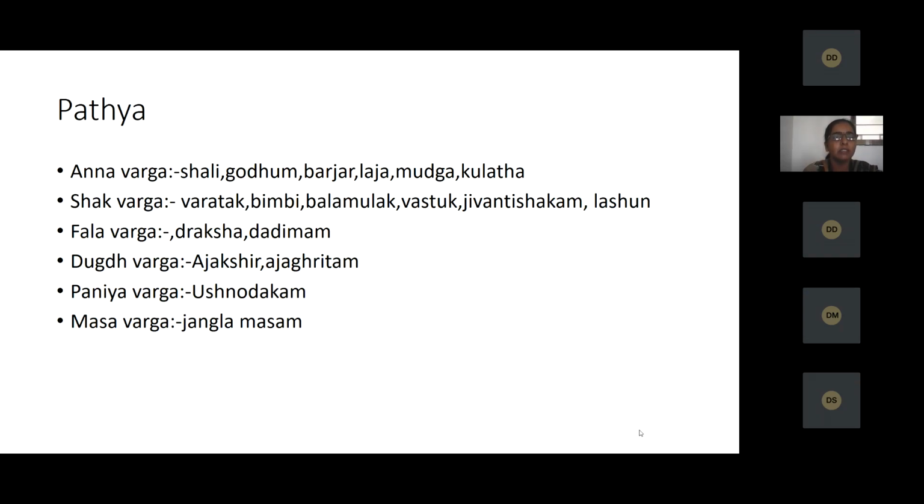The Annavarga, Shakavarga, Phalavarga, Dugdhavarga, Paniyavarga, and Mamsavarga. We can give the COPD patient anna such as shali, godhuma, bajra, laja, mudga, and kulattha. In Shakavarga we can use vartaka, bimbi, balamulaka, vastuka, and lashuna also we can advise to that patient. Phalavarga, draksha and dadima are best for the COPD patient. Dugdha is ajakshira. Dugdha is very important. Pani, Ushnodaka is very important. Mamsa, the Jangala Mamsa, is very important to advise.